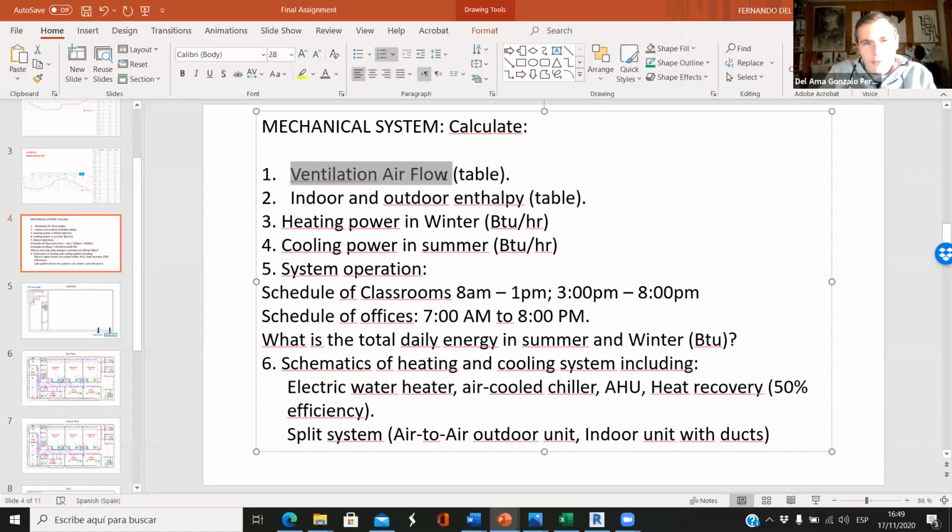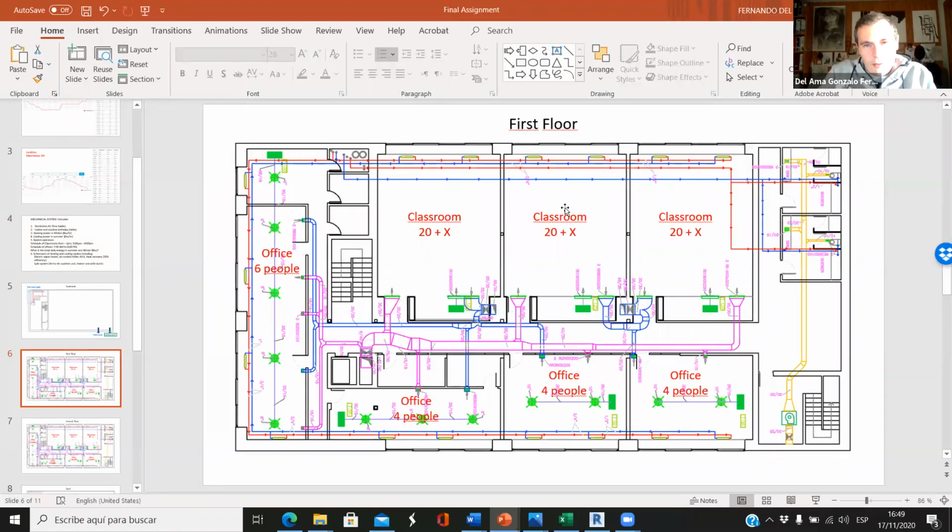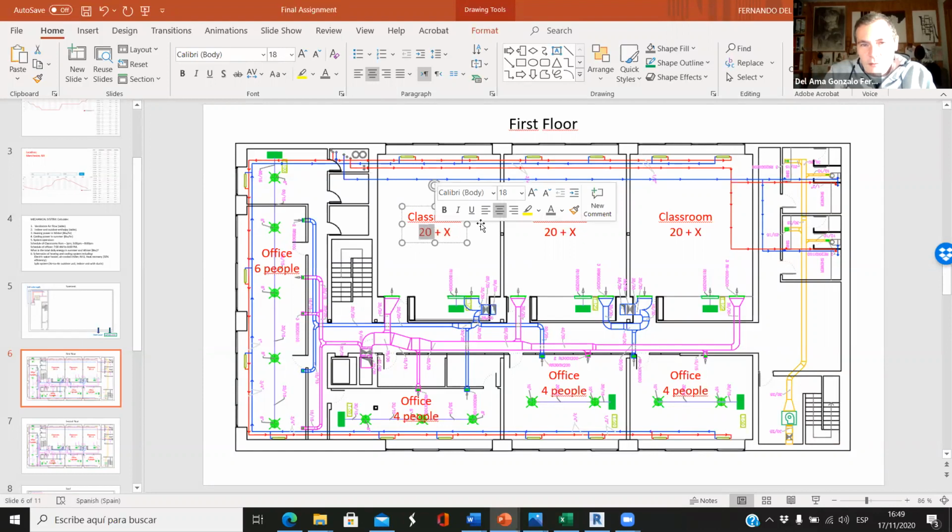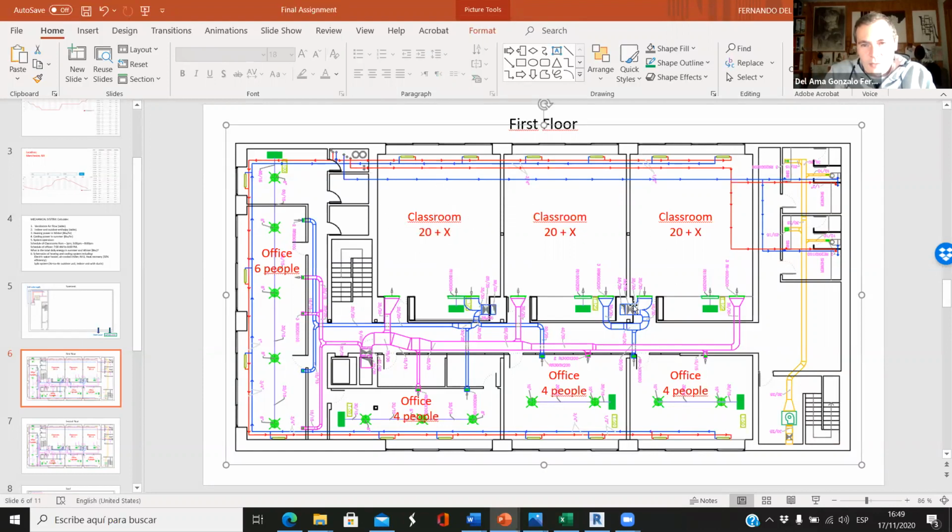Okay, so first we have ventilation airflow. For the ventilation airflow, we need to get to know the building. It's an educational building. We have classrooms here on the first and the second floor. They are both the same. The classrooms have 20 plus X people. I want you to have different numbers here, so this X can be the last figure of one of the team components' ID. So it can be from 20 to 30. This is the right size for this classroom.